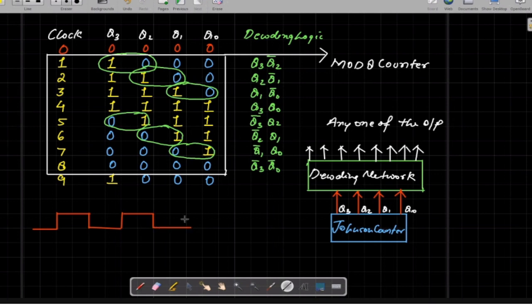Am I audible? Yes, sir. So this is 4t, this is 4t, and total clock duration is 8t. This is 8t, and if we say the clock is divided, f divided by 2n at the output, so assuming f divided by 2n, this is equal to f divided by 8, because n is equal to 4 that we are considering here.